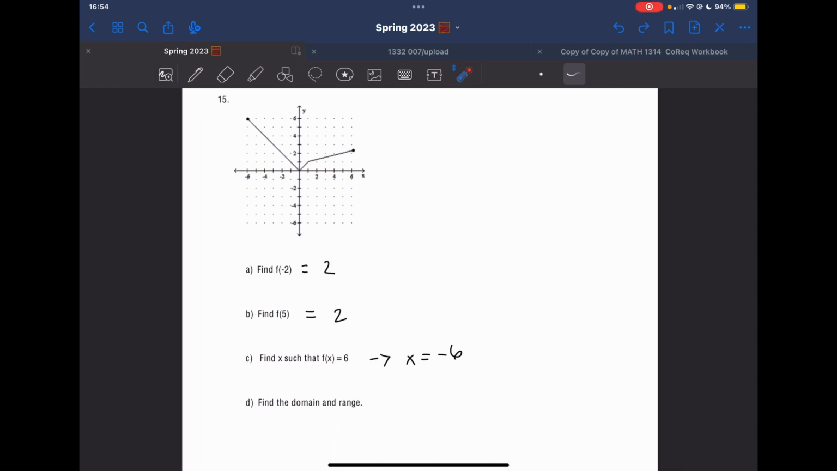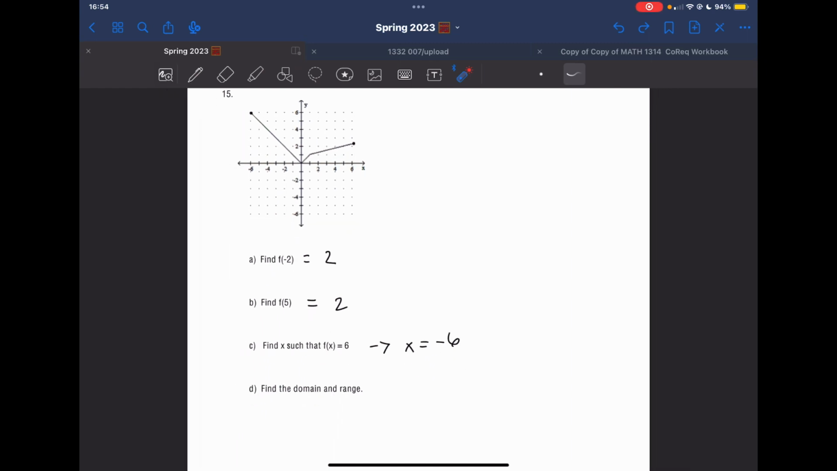And then it says to find my domain. For my domain, we're going to start from the left. So I have -6 to 6. And then my range is going to be 0 to 6.